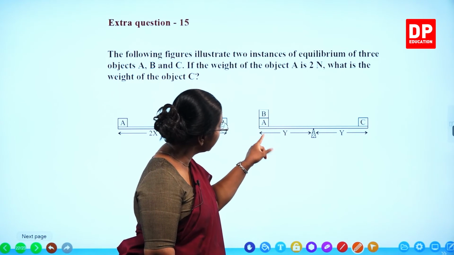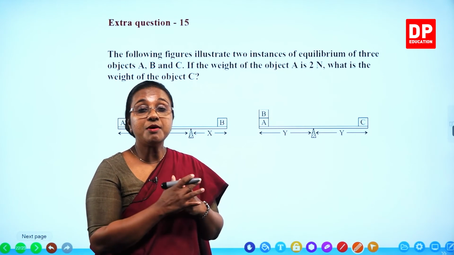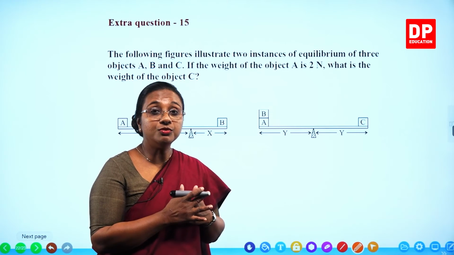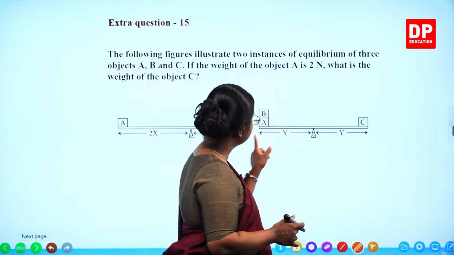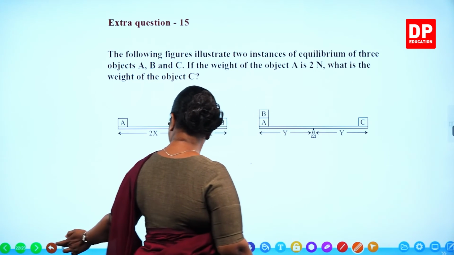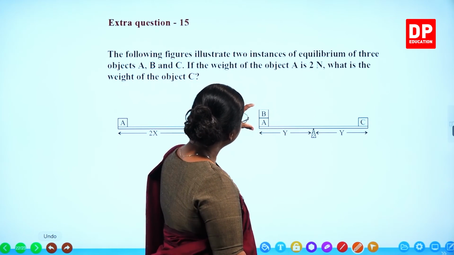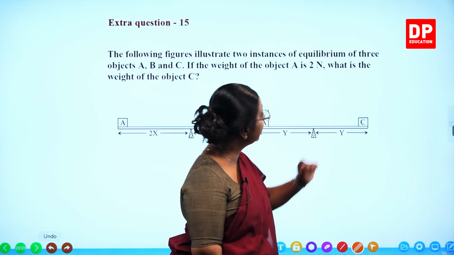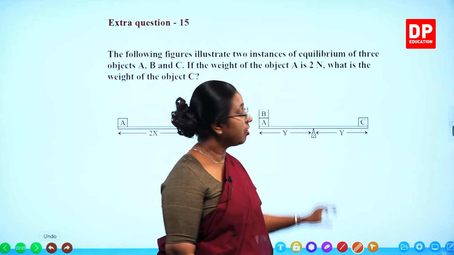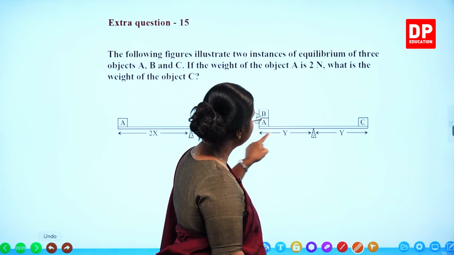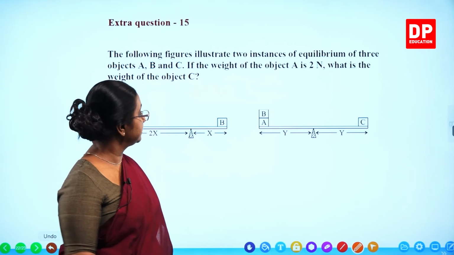Here A and B are placed together. So sum of the two weights, sum of the two forces, and here you can see the perpendicular distances are equal, y and y. So the weight of A plus B has to be equal to C, or the force exerted by A and B should be equal to C.